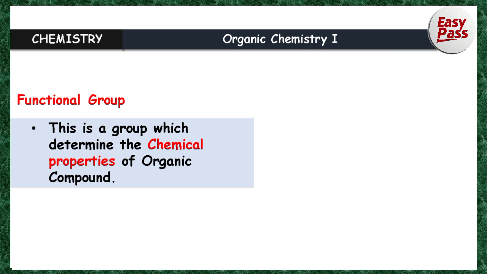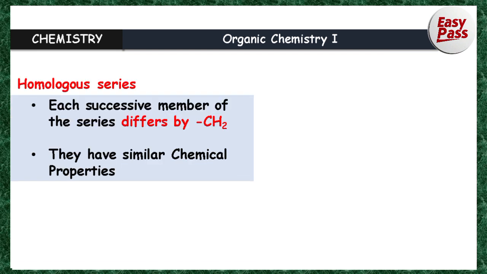One of the major characteristics of homologous series is that each successive member differs by CH2, and they have similar chemical properties.